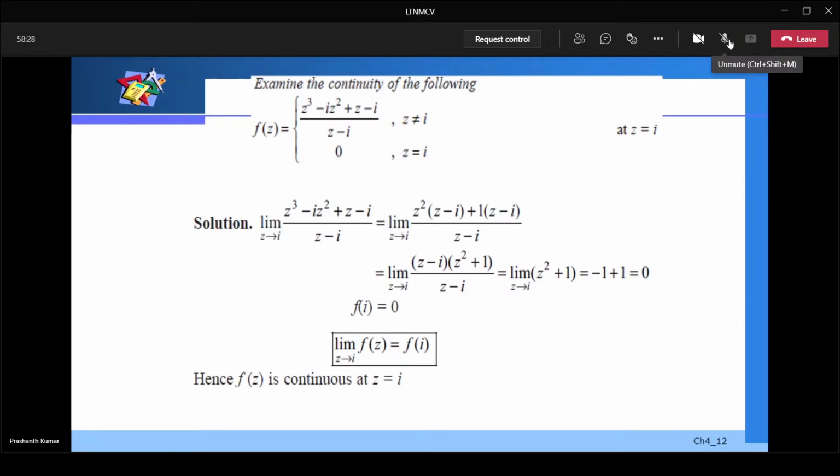So you see here, the function is like this. Limit z tends to i. First, what do we want to find? We want to find the limit of the function.